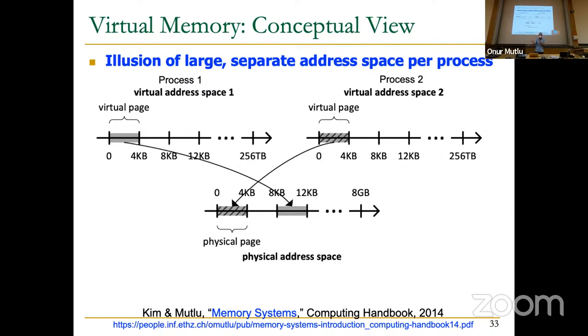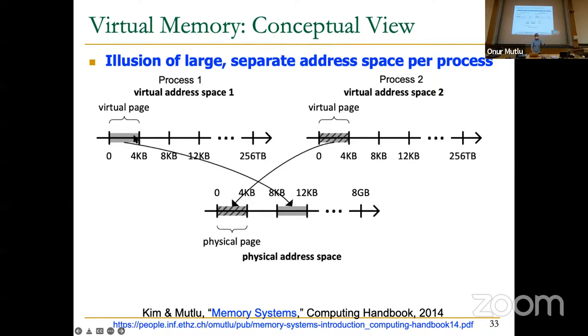We're going to see the analogy between cache and virtual memory also. But you chunk the address space into what's called pages, in this case 4 kilobyte pages, and map 4 kilobyte portions of the virtual address space to 4 kilobyte portions of the physical address space, right? So you can see that this virtual page of process one is mapped to this physical page, and the same virtual page zero of process two is mapped to another physical page.